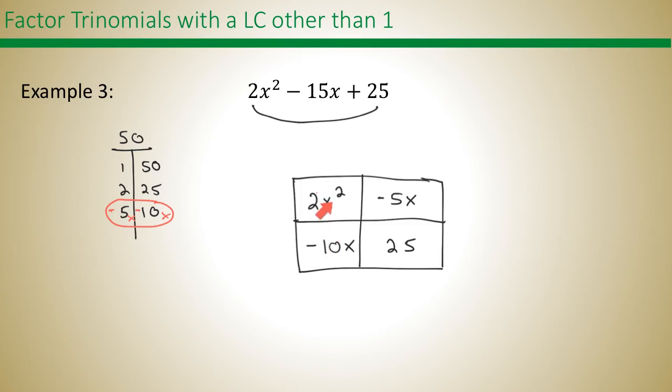So these two, they can both be divided by 2x. So we're going to put 2x here, okay? These two, they can both be divided by 5. Since the closest box is negative, this is going to be a negative 5. Okay, and then these two, they both have an x. And then these two can also both be divided by 5. Since the closest box is negative, this is going to be a negative 5. So my factors are 2x minus 5 and x minus 5.